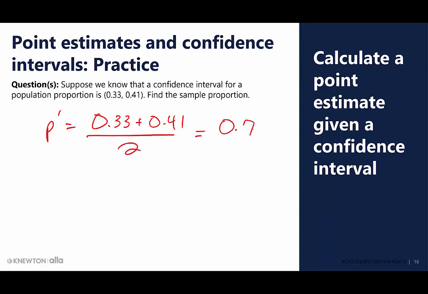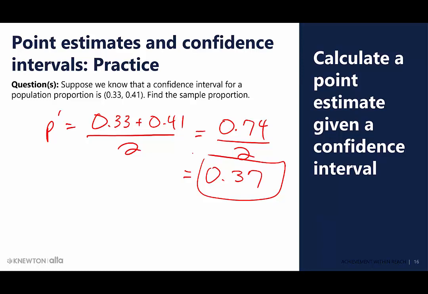That's 0.74, if I did my math correctly, please double check me. Over 2, which gives us a quotient of 0.37, I believe. So P prime in this one, the sample proportion, is 0.37. It's 37%.